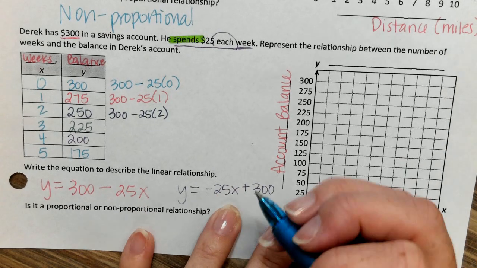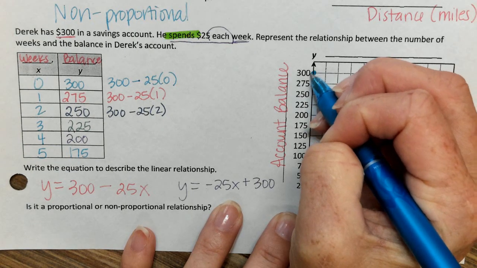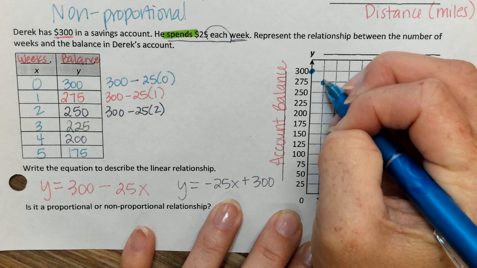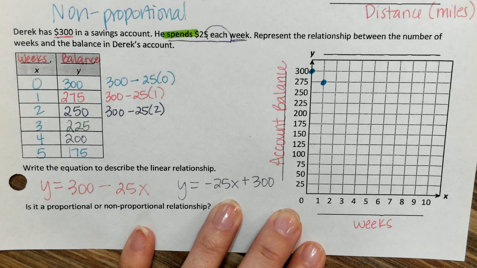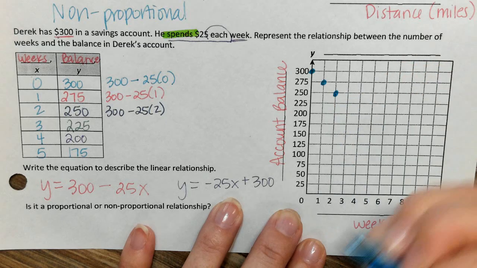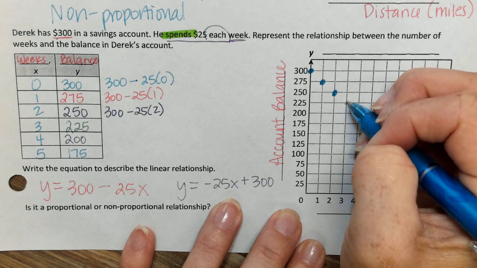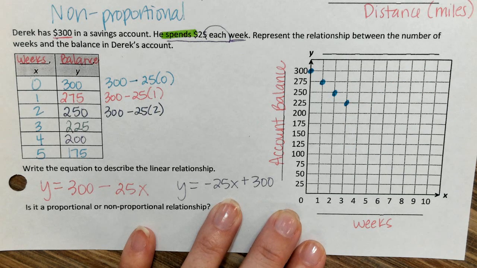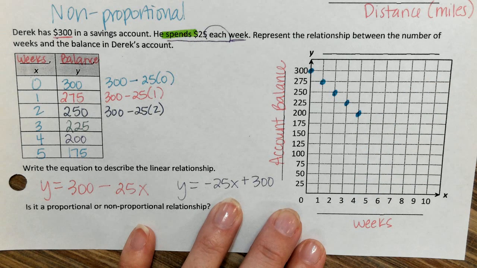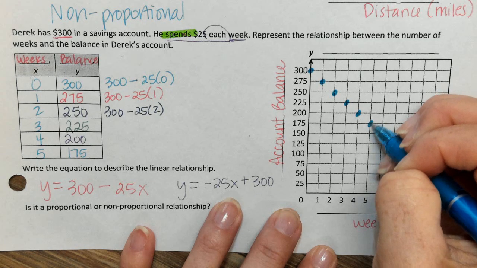All right, so I'm going to graph 0 when x is 0, go up to 300. When x is 1, go up to 275. When x is 2, go up to 250. You forgot to add the title. Oh yeah, we need to add the titles, you're right. When x is 3, y is 225. When x is 4, his balance is 200. And when x is 5, his balance is 175.